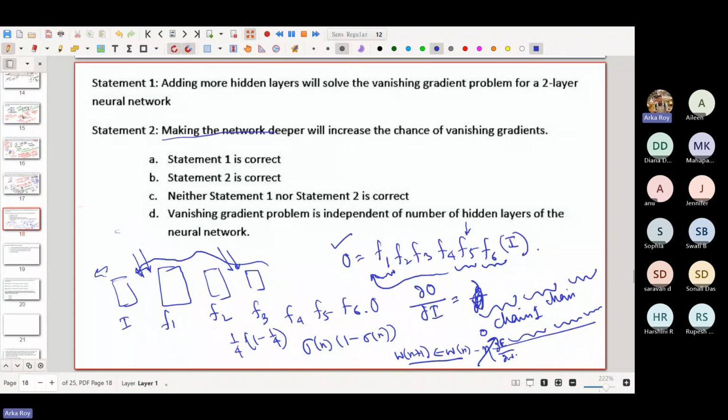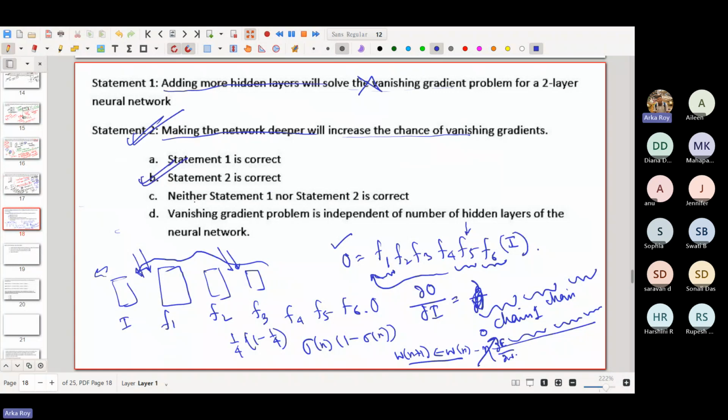Okay, statement 2 is making the network deeper will increase the chance of, sorry, what was there? Adding more hidden layers will solve vanishing gradient. So this is false because it will increase the vanishing gradient problem. Statement 2 is making the network deeper will increase the chance of vanishing gradient. So this one is true. So option B, statement 2 is correct.